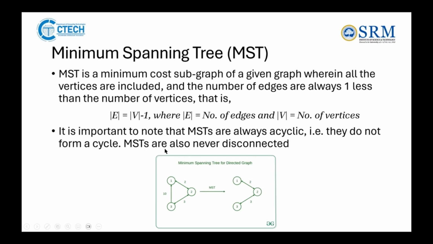It is important to note that MSTs are always acyclic, that is, they do not form a cycle. MSTs are also never disconnected. So if you're given a graph here and a graph there and both are disconnected, no MST algorithm will work. You cannot find an MST.